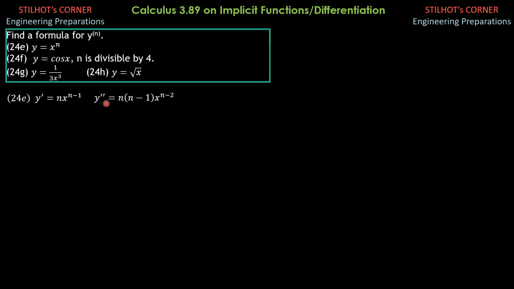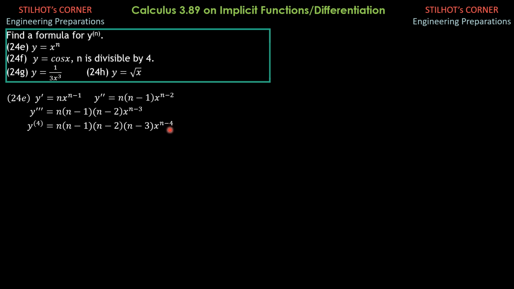Then y triple prime, because these are all constants, apply power formula here. So y triple prime is n times n minus 1 times n minus 2 x to the n minus 3. Then the fourth derivative is n times n minus 1 times n minus 2 times n minus 3 times x to the n minus 4. So that's why when n is 4, 4 minus 4 becomes 0.